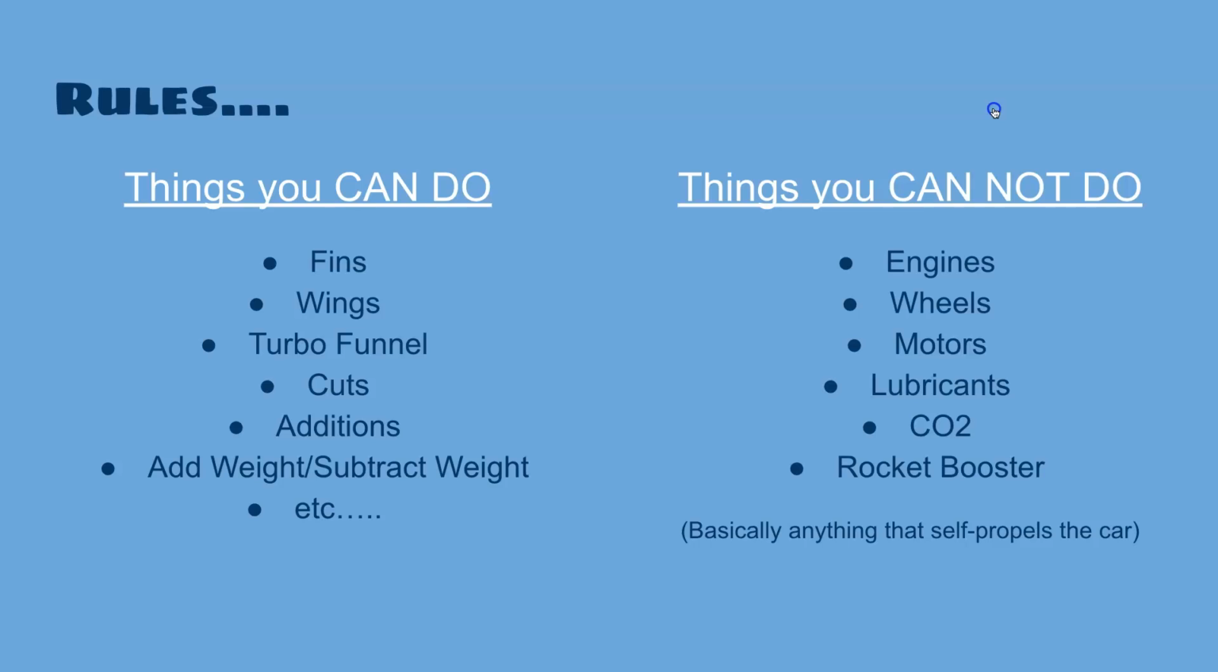Things you can't do are to change its basic nature. It still has to be a skimmer. So you can't add an engine, you can't add wheels, okay? You can't add motors or any sort of lubricants, CO2, or rocket boosters, okay? Anything that's going to self-propel it. It still has to be basically a skimmer that's going to get set up on the launch board with the paper clip and launched using the rubber band. Alright, so those are your do's and don'ts.